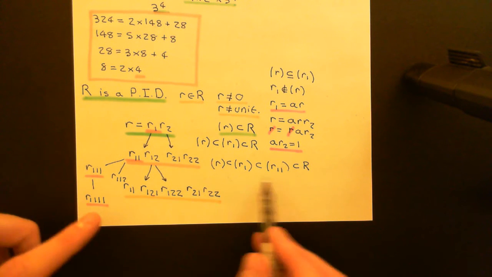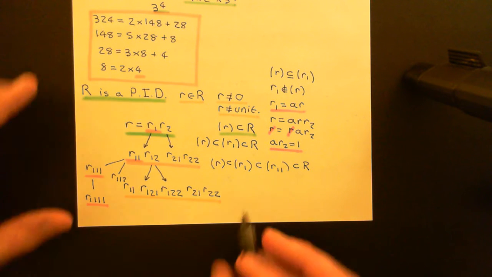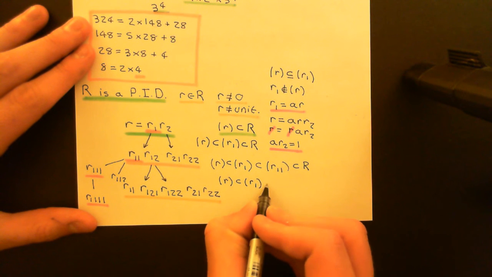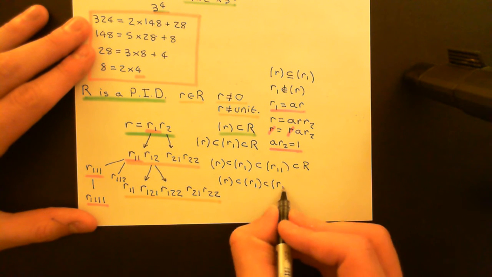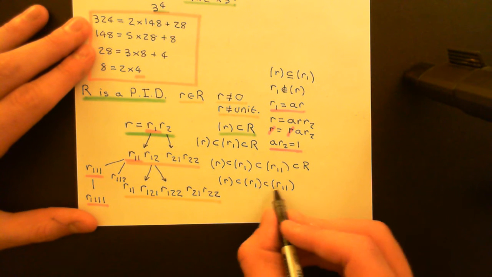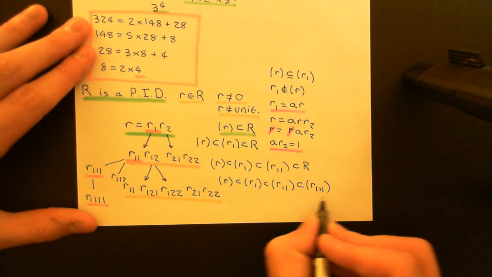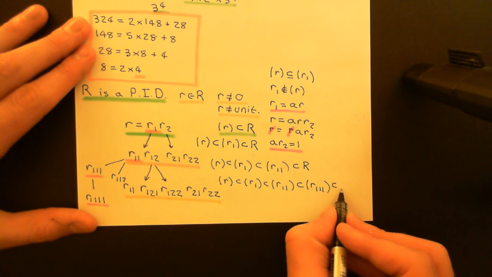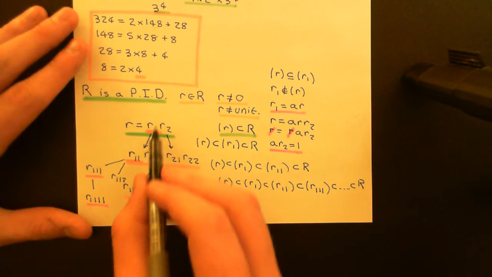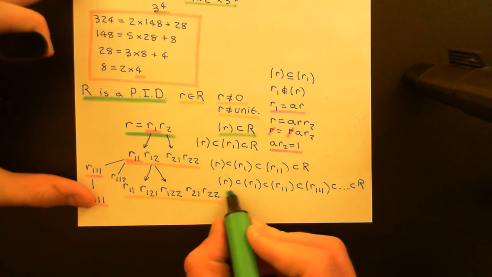Okay, and then you can go on. Okay, so if we had this infinite tower of reducible elements here, you would get this infinite ascending chain of principal ideals where they're all properly contained within the last. So R would be properly contained within the principal ideal generated by R1, which will be properly contained within the principal ideal generated by R11, which would be properly contained within the principal ideal generated by R111, and then it would go on and on and on forever. If this tower went on forever, you'd also have this ascending chain of ideals which would go on forever.